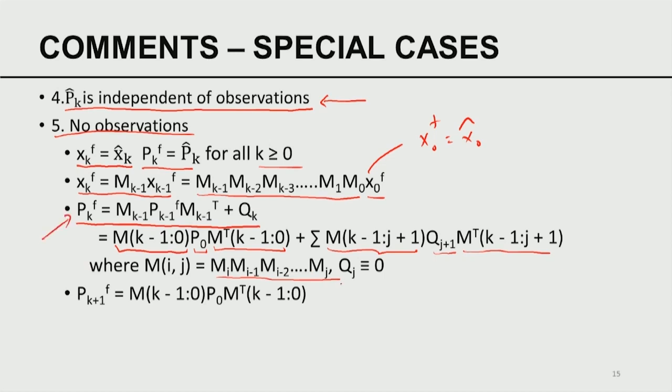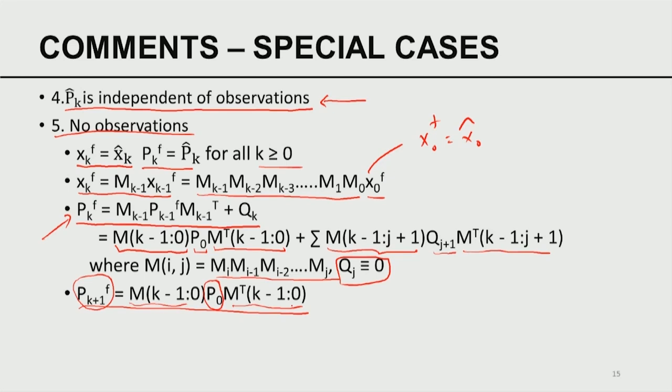Now, when there is no model noise, I can set Qj equal to 0. No observation, no model noise. So this is the variance of the forecast when there is no observation and no model noise. Please understand, the forecast covariance at time k only depends on the initial covariance and the product of the model along the trajectory. So I want you to be able to look at all the special cases. When there is no observation, when there is no model noise, what happens to these expressions? This is simply a side arrangement analysis which is helpful to recognize the role of each of these.